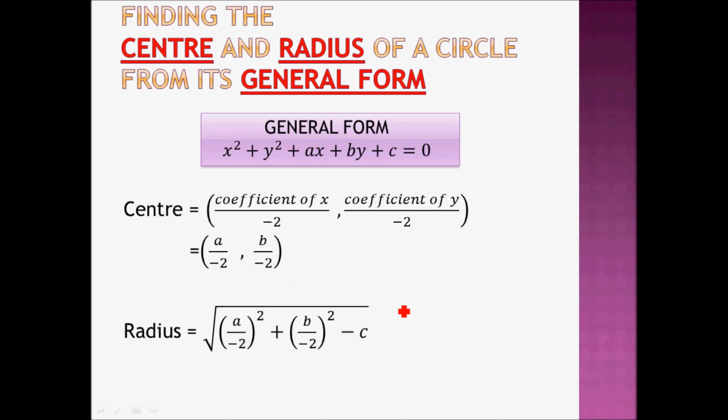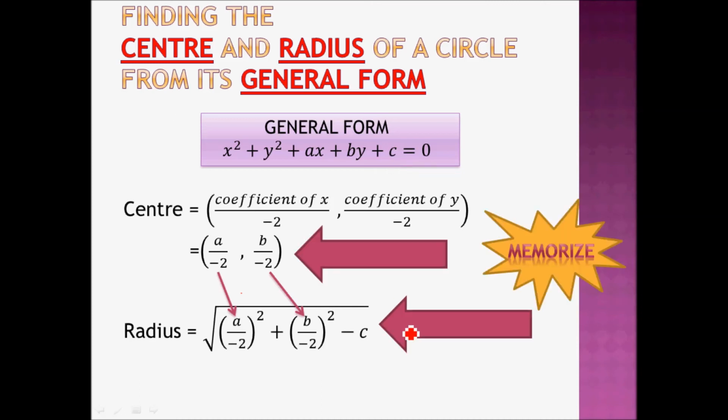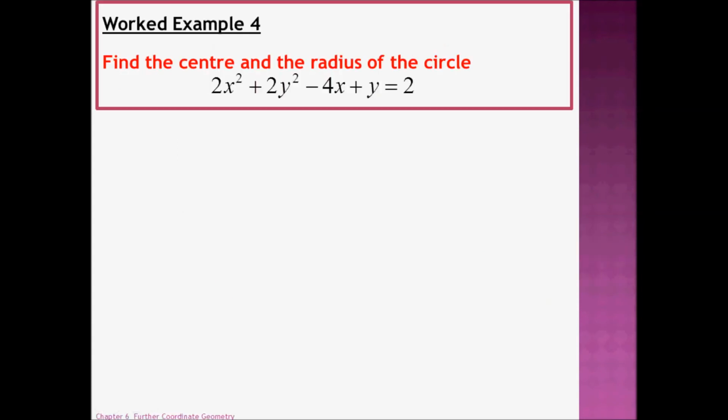Then, to calculate its radius, we will take the square root of the square of the x coordinate of the center, plus the square of the y coordinate of the center, and then minus c, which is the constant term from the general form. Now, it would be good if you can memorize these two equations, since they will not be provided in the formula sheet. We have now come to the last example for this video lesson.